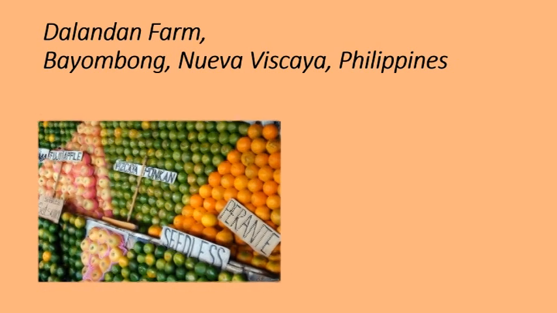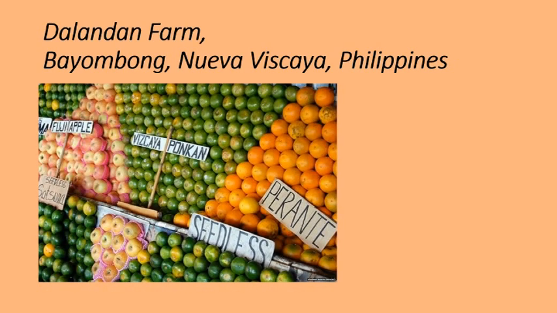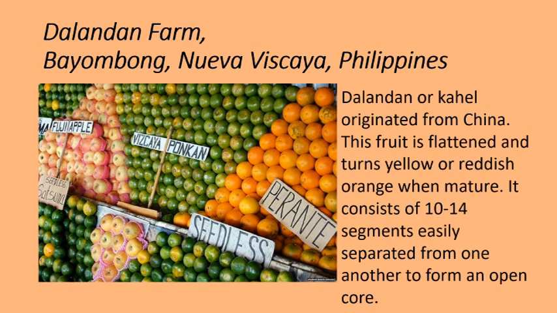The Landan Farm, Bayombong, Nueva Vizcaya, Philippines. The Dalandan or Kahel originated from China. This fruit is flattened and turns yellow or reddish orange when matured. It consists of 10 to 14 segments easily separated from one another to form an open core.